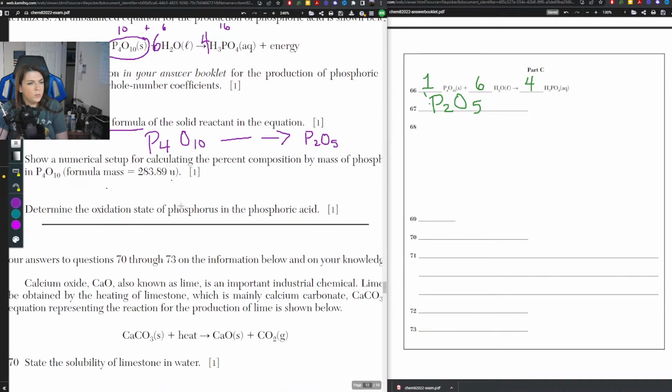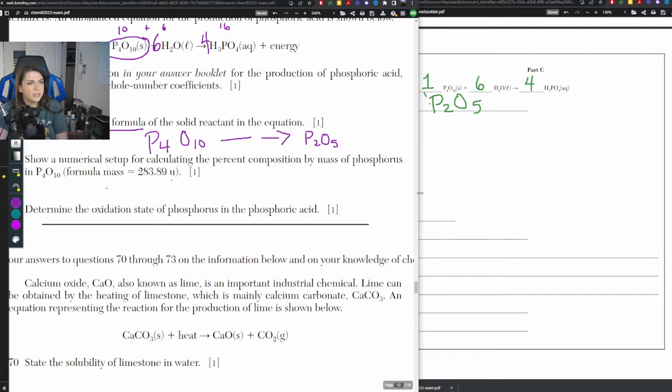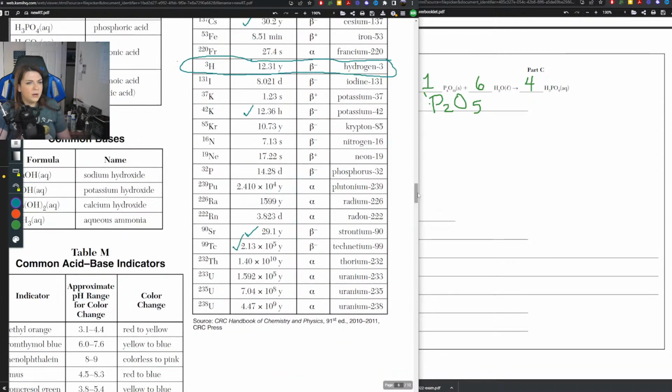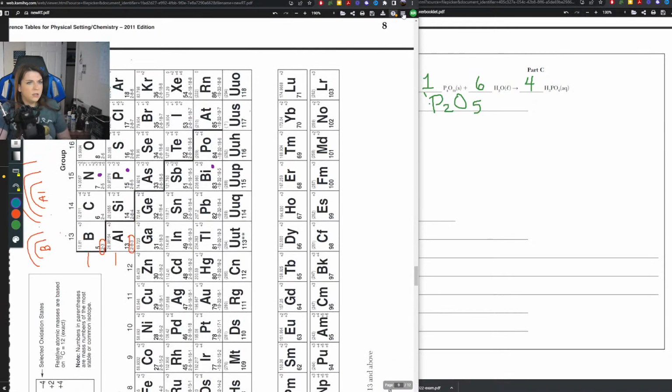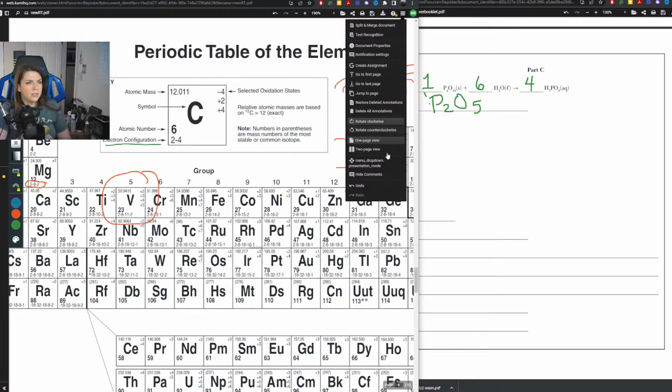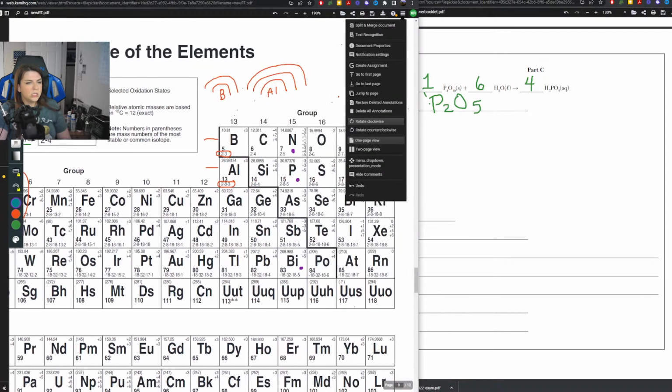Question 68 says, show a numerical setup for calculating the percent composition by mass of phosphorus. Okay, so they're giving you the formula mass of the whole thing, and you need to figure out how much phosphorus is in here. So it would be the total of all the phosphorus over the 283.89. The issue is that you need a numerical setup, meaning that for this total phosphorus, you have to come up with a number. So we're going to look up phosphorus on the periodic table and find out how much it is, and then multiply that mass by 4 because I have 4 phosphoruses.